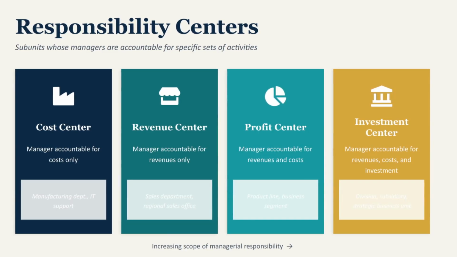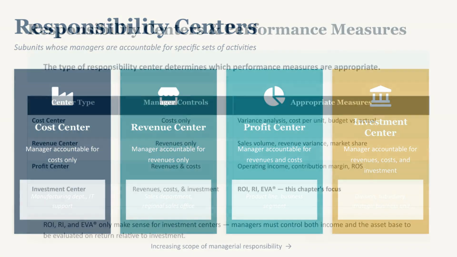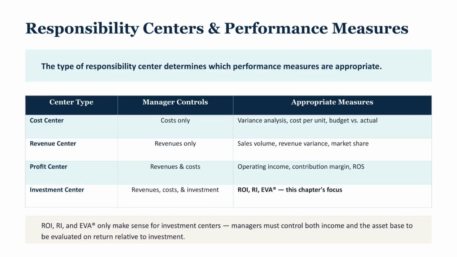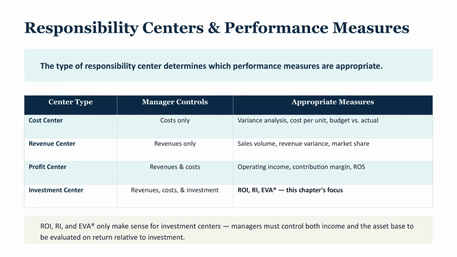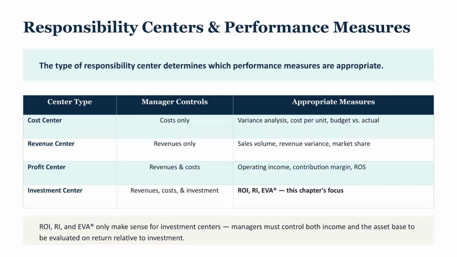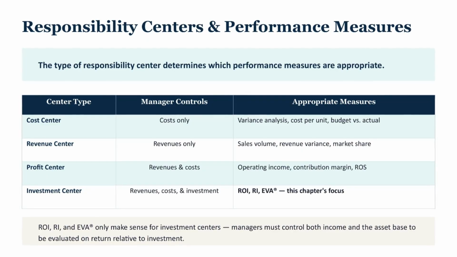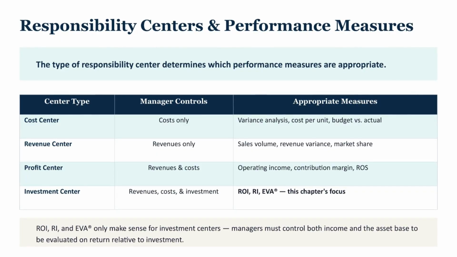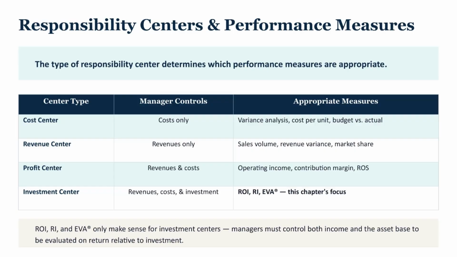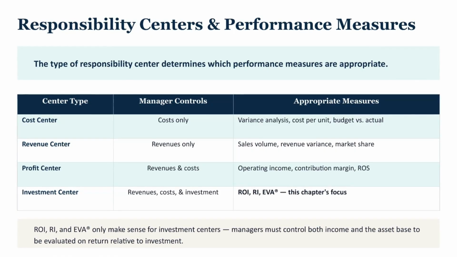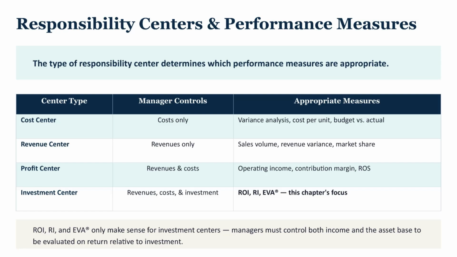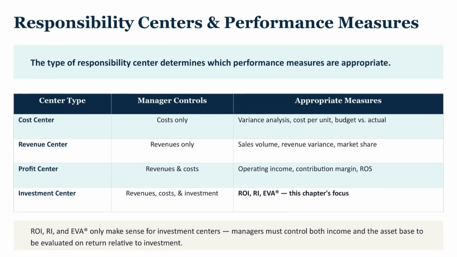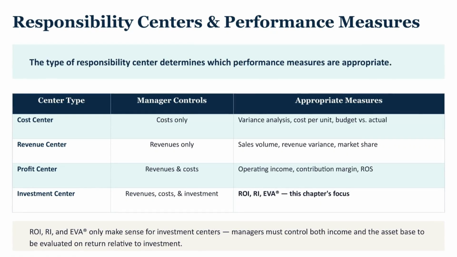Each center uses different evaluation tools. Cost centers rely on variance analysis and cost per unit comparisons. Revenue centers track sales volume and revenue variances. Profit centers focus on operating income, contribution margin, and return on sales. Investment centers, our focus, use ROI, residual income, and EVA. Remember, those last 3 metrics only work when managers control both income and the assets they invest in. You can't hold someone accountable for return on investment if they don't control those assets.